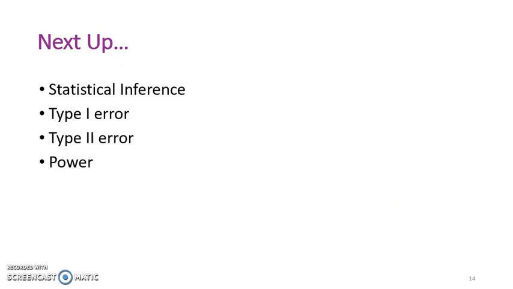This concludes part 5 of models of error and distributions. In the next lecture, you will learn about statistical inference, types of errors in judgment we make during the process of making inference, and statistical power.